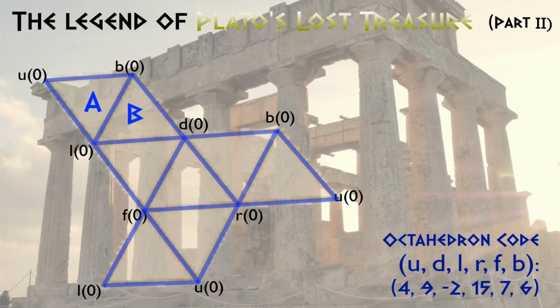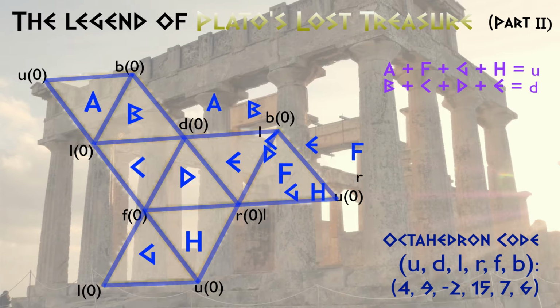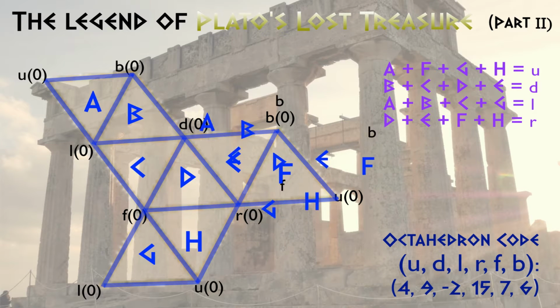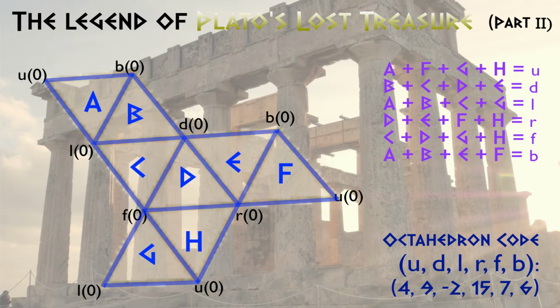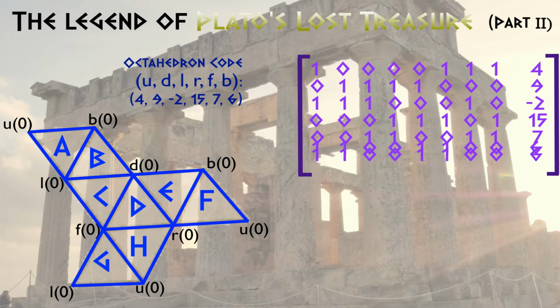So first we name each of the 8 different faces, and then we set up an equation for each of the 6 vertices, tracking which faces affect the counter on each vertex. That gives us this system of linear equations, which we plug our desired code into and solve. You solve it however you want. I'm going to row reduce an augmented matrix to get it into reduced row echelon form.